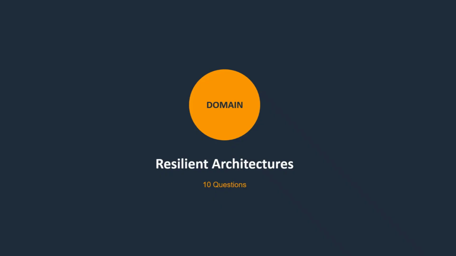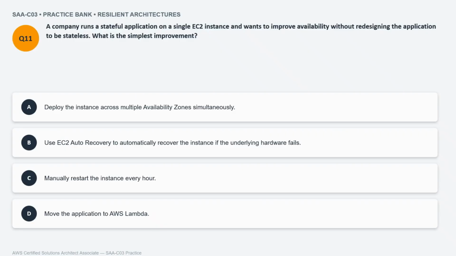So let's start. A company runs a stateful application on an EC2 instance and wants to improve the availability without redesigning the application to be stateless. What is the simplest improvement we can do? The options are: deploy the instance across multiple availability zones simultaneously, use EC2 auto recovery to automatically recover the instance if the underlying hardware fails, manually restart the instance every hour, move the application to AWS Lambda.